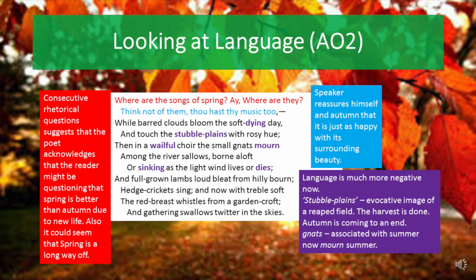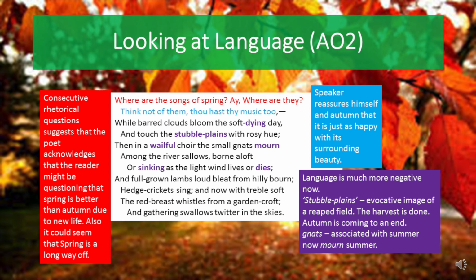And again, I've gone through there and I've looked at language that's quite negative. So this tone has changed a little bit here in the last stanza. And you've got those words that are used there. So you've got your dying day, you've got stubble plains of the field, you know, where it's been cut and all the produce is gone, the grain's gone, the goodness is gone. The wailful choir of gnats, who are mourning, you know, grieving. You've got the idea of something sinking. You've got the idea that something dies. So it is much more negative. And, you know, the stubble plains, like I said before, it's an evocative image of a reaped field. The harvest is done and autumn is coming to an end.